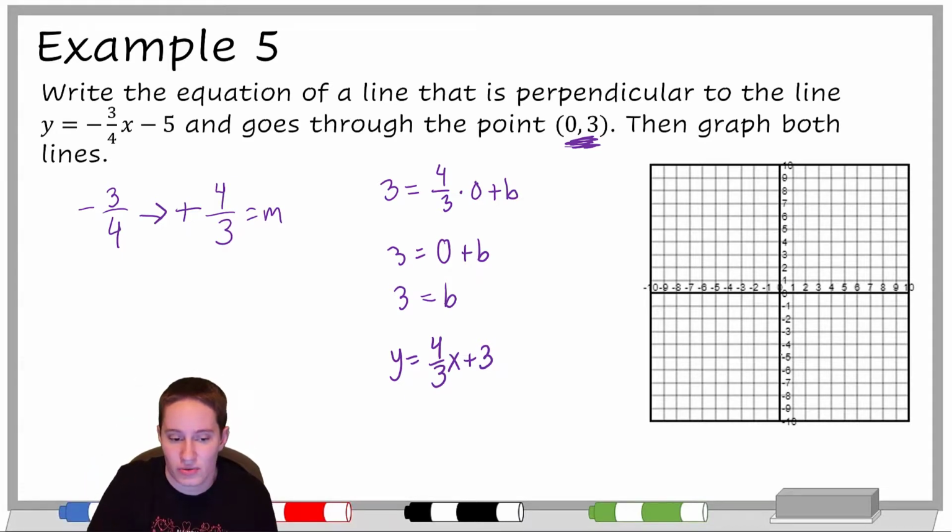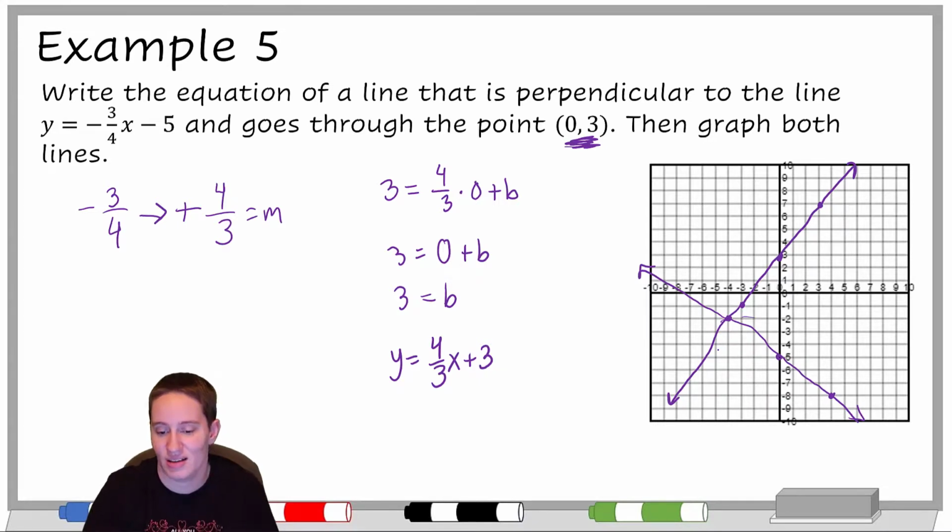So our first line starts at -5, goes down 1, 2, 3, and over 4. We're up 3, left 4. Could have been worse, could have been better there. And then 4/3 x plus 3. So I'm going to start at 3, go up 4, right 3, and down 4, left 3. And you know what? These look decently perpendicular, although I kind of messed up both lines a little bit right next to where they intersect. So that's an unfortunate sort of situation.